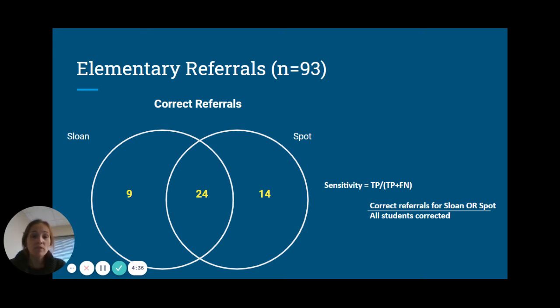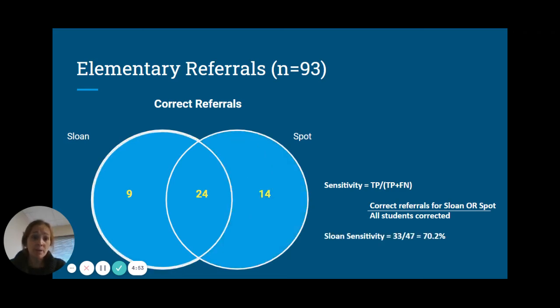So we take the number of correct referrals for one screening tool and we divide that number by the number of all the students corrected. So for the Sloan, there were 33 correct referrals. That's 9 referrals just for the Sloan, plus the 24 referrals for both the Sloan and Spot. We divide that number by the number of total correct referrals, 9 plus 24 plus 14, or 47, to get the sensitivity of the Sloan, which is 70.2%.